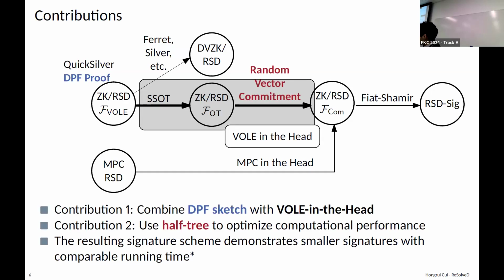In this work, we show that using a technique called linear sketch that appears previously in the distributed point function literature, we can construct an efficient zero-knowledge protocol for the RSD problem in the VOLE hybrid model. Then using this transformation, we can get a signature scheme with smaller signature size compared with the state of the art. As an independent contribution, we use a technique called half-tree that reduces the computational complexity of a component in this transformation.